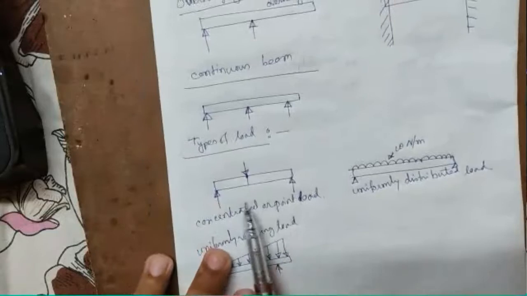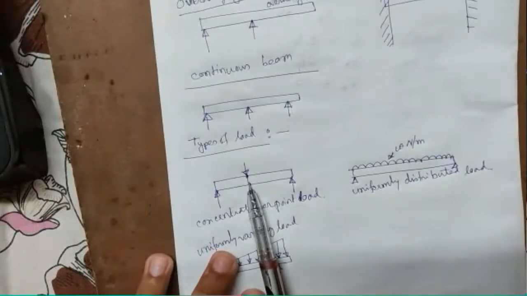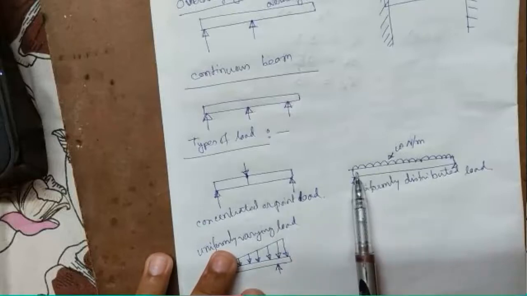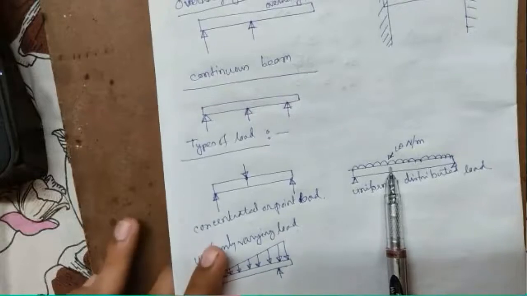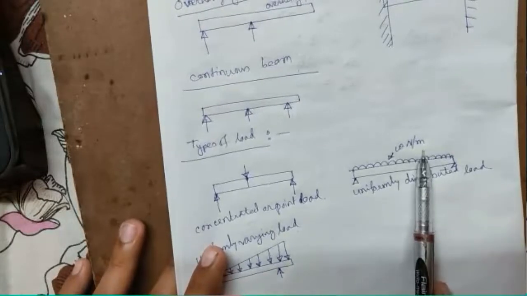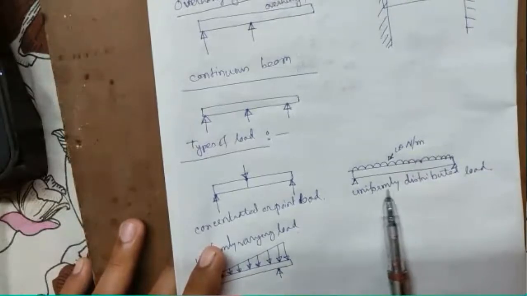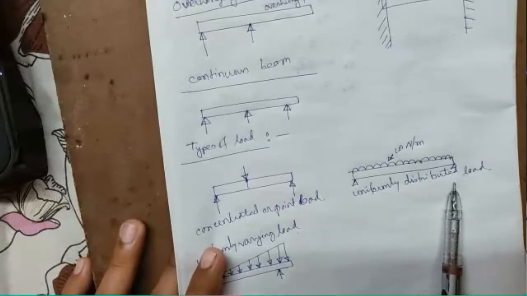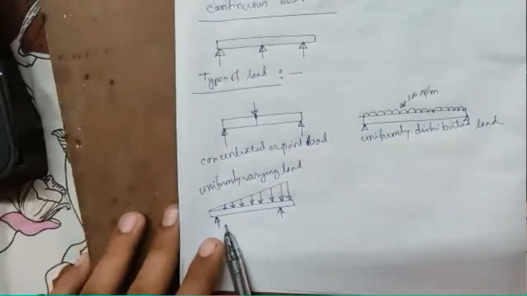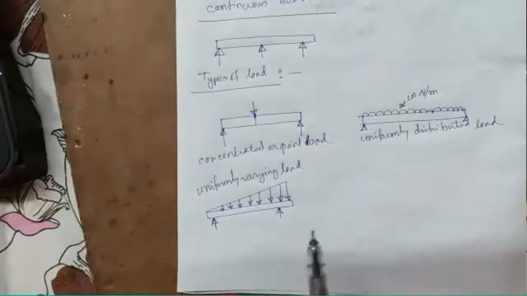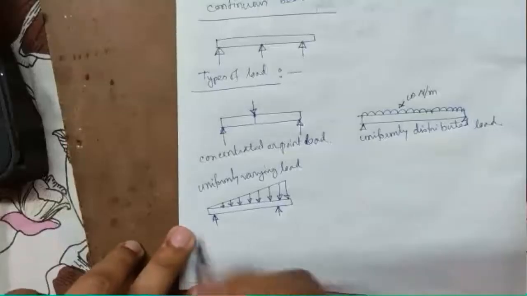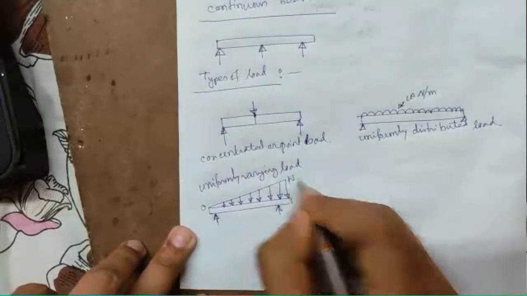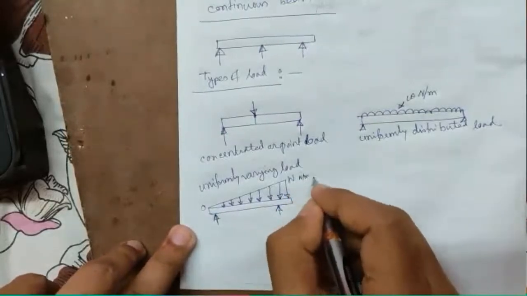Now, types of loading. Loading at a certain point is a concentrated load. Loading that is uniform per unit length, W Newton per meter, is the unit. This is called UDL or uniformly distributed load. Here the loading is varying uniformly at a certain rate, so in this case it is called uniformly varying load. It is expressed from 0 to W Newton per meter.